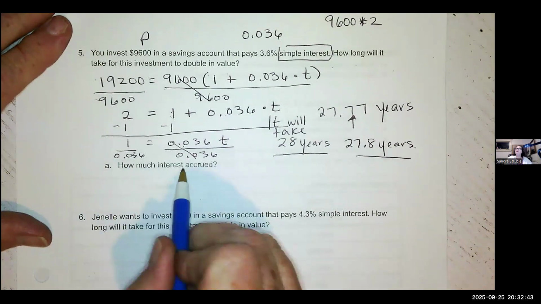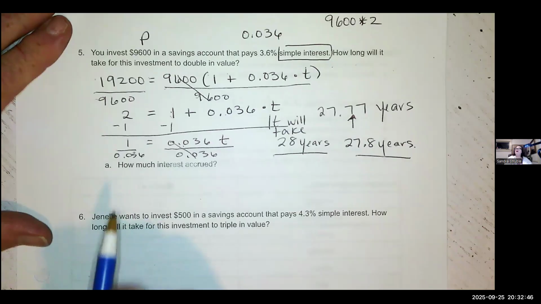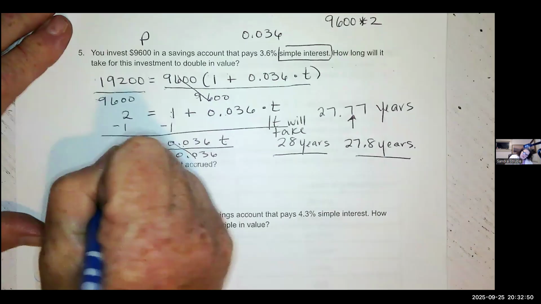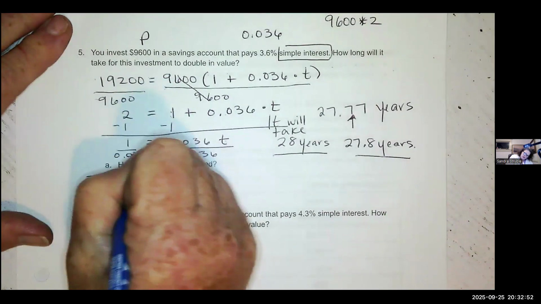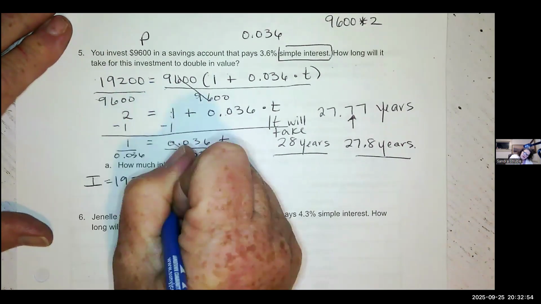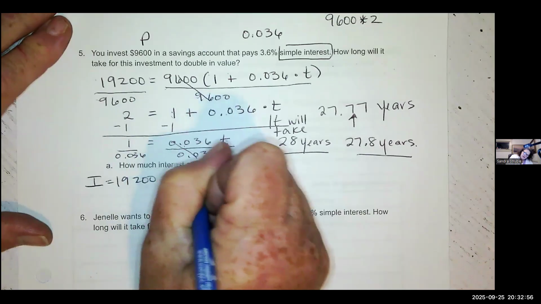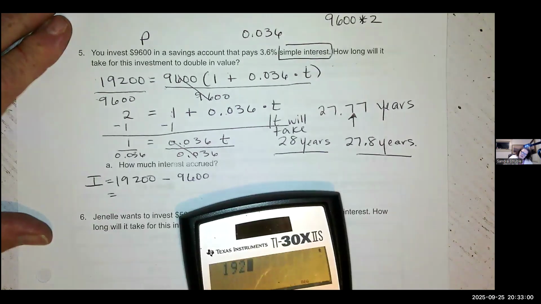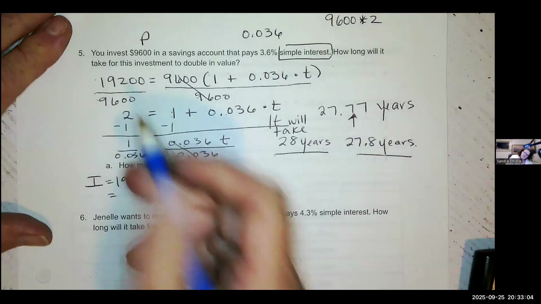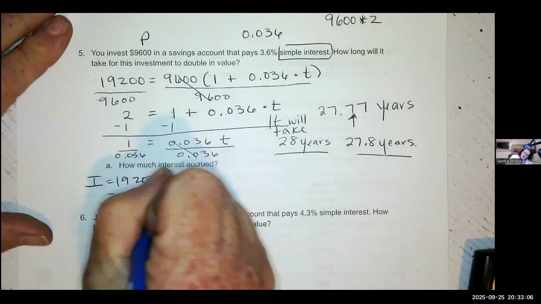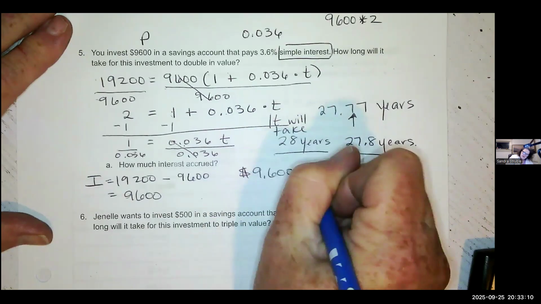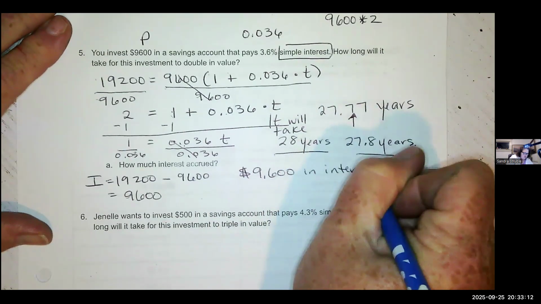How much interest accrued? All we have to do here is the ending amount, which is 19,200, minus the initial amount of 9,600. And when you subtract them, you're going to get 9,600. So don't forget your dollar sign, $9,600 in interest accrued.